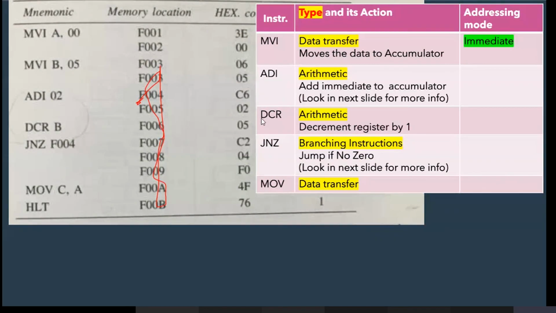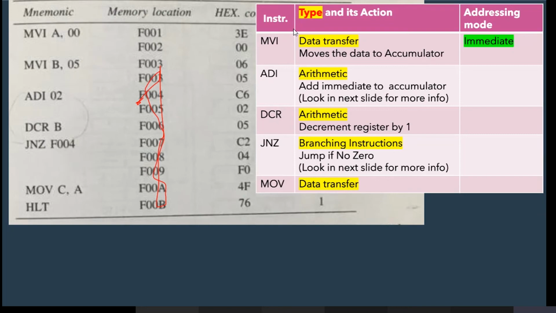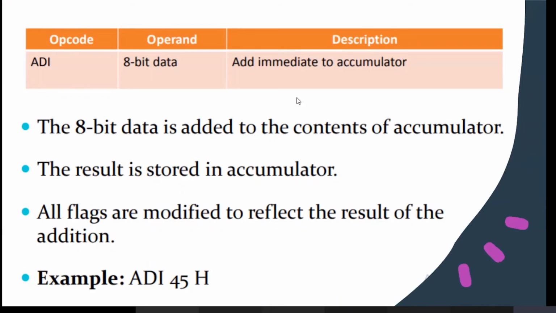Now, if we look into the program here, they have given us 2 numbers, 5 and 2. We have loaded 5 in B, so this value of 5 has gone into B. Now, what are we doing? Now we are adding 2. How are we going to add this? Add immediate to accumulator. In the next slide, I have some pieces of information for all these new opcodes we're going to encounter. So ADI is an opcode.